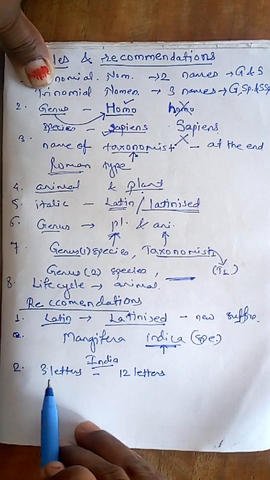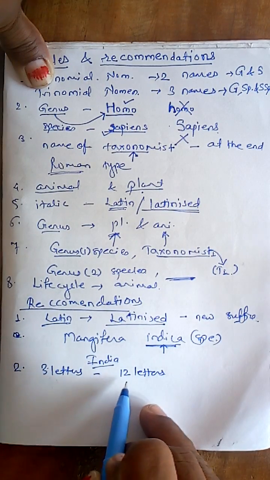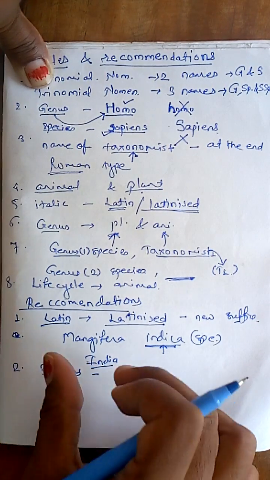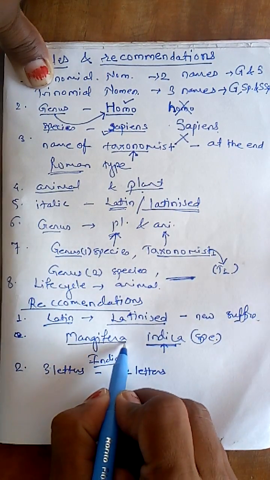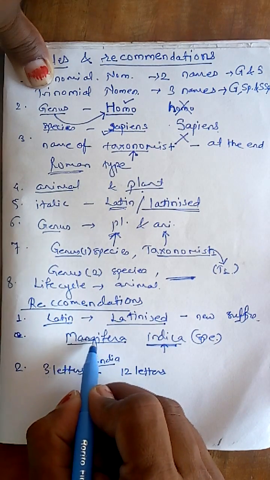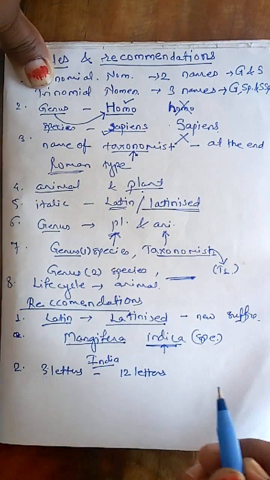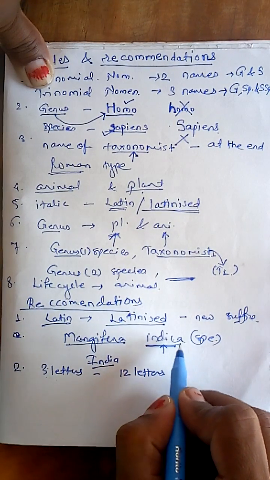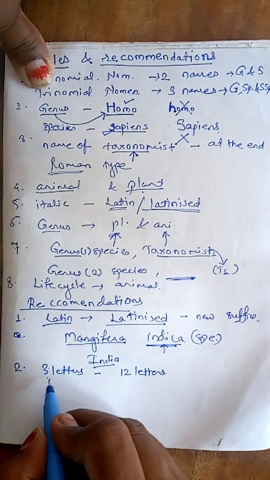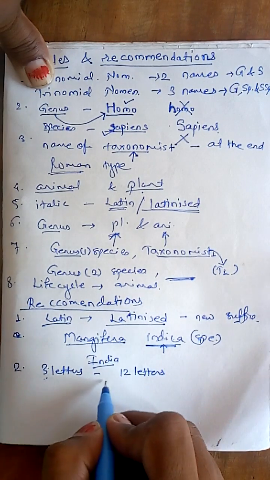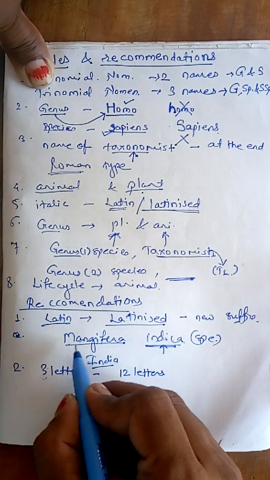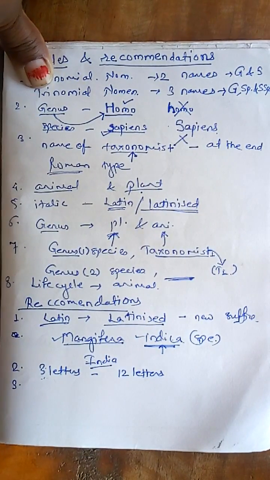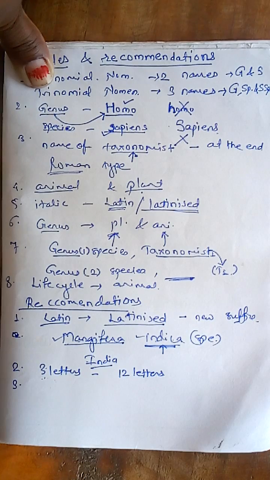Okay, so there is some limitation, 3 to 12. This name possesses 1, 2, 3, 4, 5, 6, 7, 8, 9, 9 letters. Here 1, 2, 3, 4, 5, 6 letters. Means they are greater than 3 and less than 12, and they are acceptable. Okay. Then the third recommendation. It should be easy to pronounce.